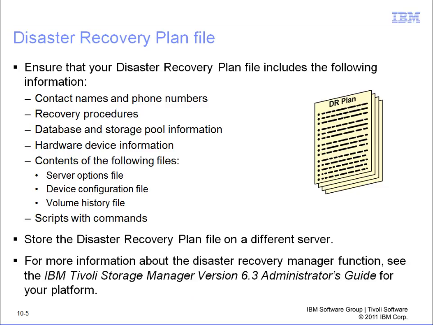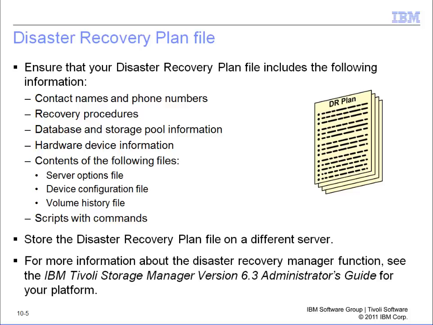The Disaster Recovery Plan file, or DR plan file, has contacts and phone numbers, recovery procedures. This is where you would specify which systems have priority. It's going to have all your database and storage pool information, and you're going to have your server options file, device configuration file, and volume history file. Your device configuration file and volume history file are required when you're going to restore your database.